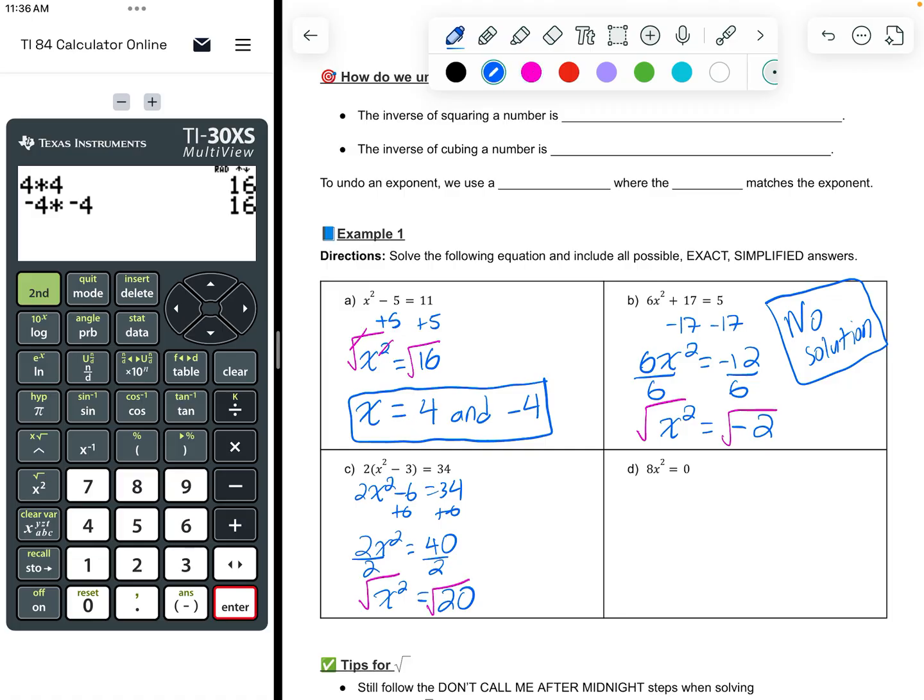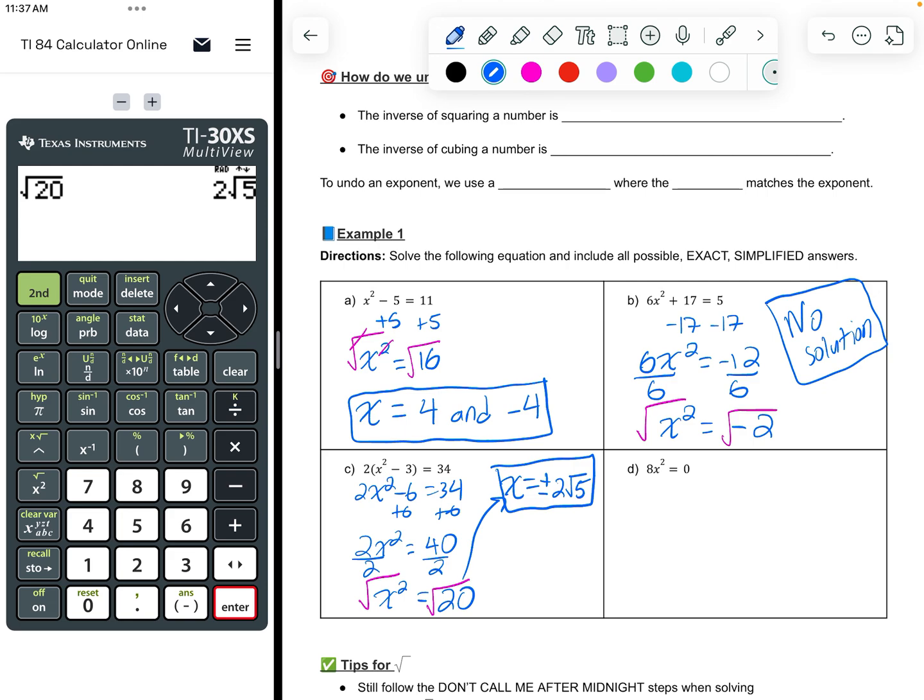Now, the square root of 20 is not a perfect square. So what we're going to do is type this into the calculator, square root of 20, and it gives us 2 times the square root of 5. So what the calculator does is something called simplifying. It simplifies this radical, square root of 20, into 2 square root of 5. So we're going to write 2 square root of 5. And instead of writing negative 2 square root of 5 next to that, another way we can do this is just write plus and minus to represent positive and negative 2 square root of 5. So you can just put that plus minus to represent both answers.